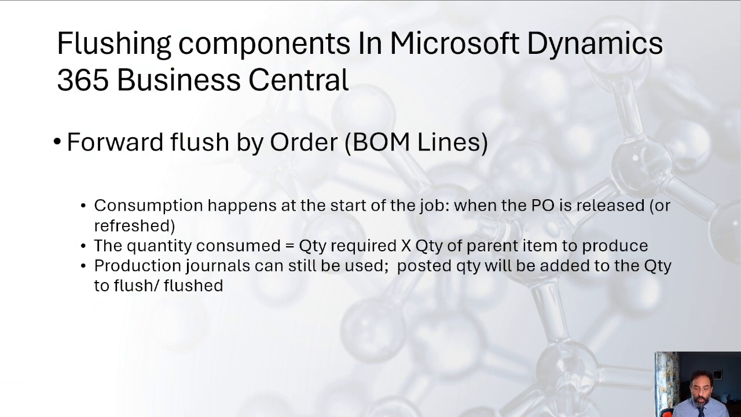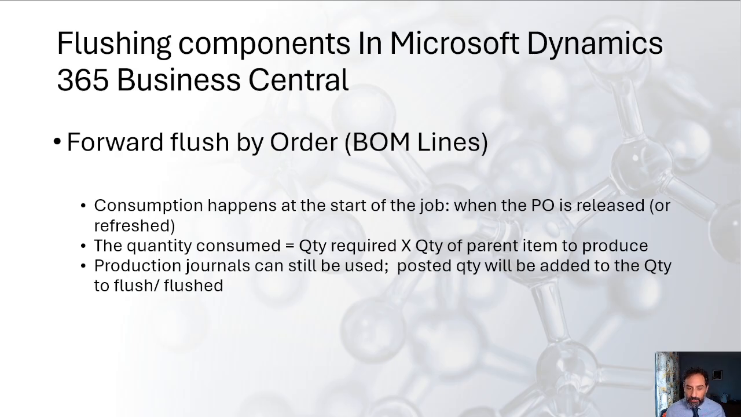So when we talk about flushing in Business Central, we need to differentiate between forward flush by order, forward flush by operation, backward flush by order, and backward flush by operation. So let's start with the first one. The first one is forward flush by order.